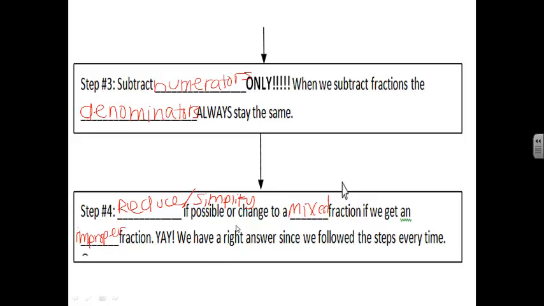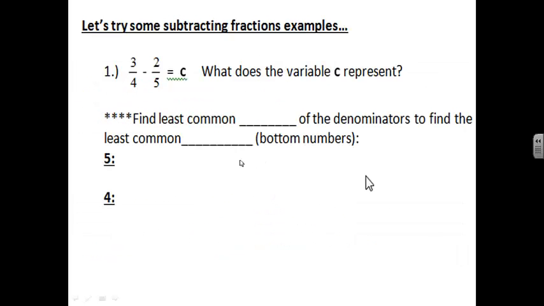Okay, yay! Now we have the right answer since we followed the steps every time. Great. Okay, here we go. Now let's try some real examples from our graphic organizer. So now you'll have notes on steps 1 through 4 tomorrow in class if you need help on that. Okay? Now let's subtract 3/4 minus 2/5 equals C. Okay? C is our variable. So what does the variable C represent? Well, what's our first step here? We got to find what C represents by actually subtracting the fractions. Okay, so what's our first step from our graphic organizer that we just did?